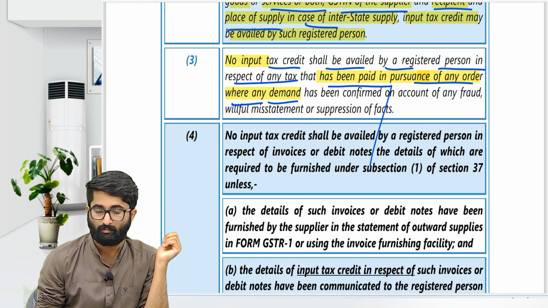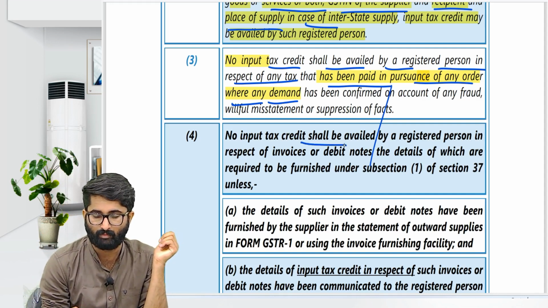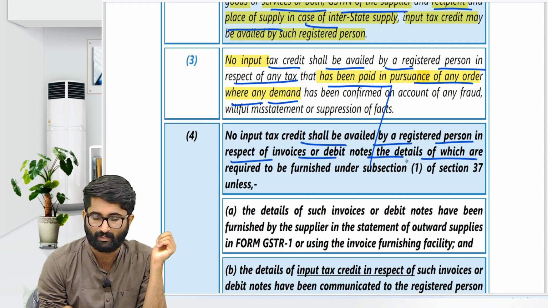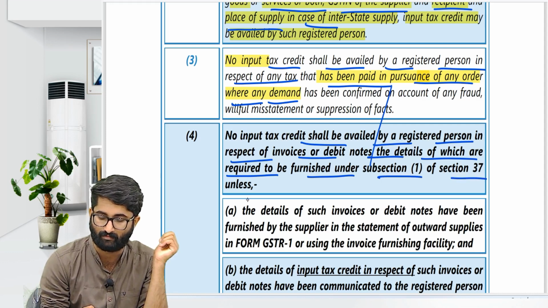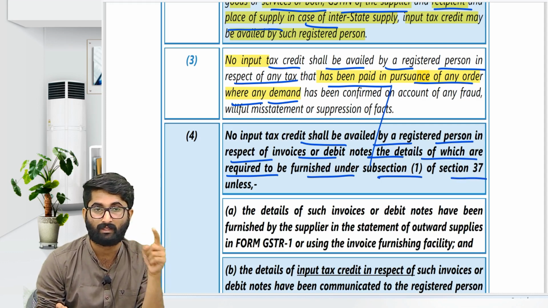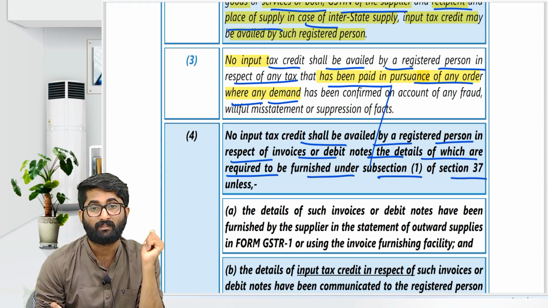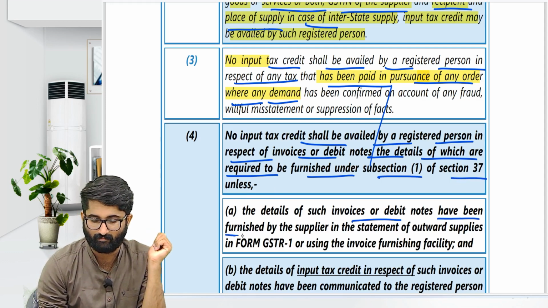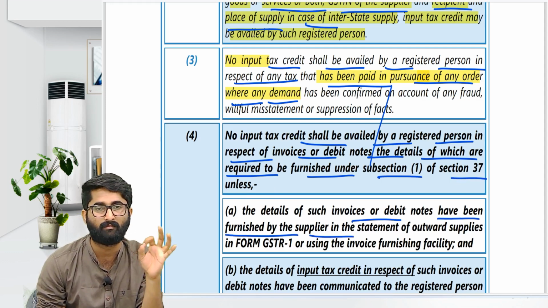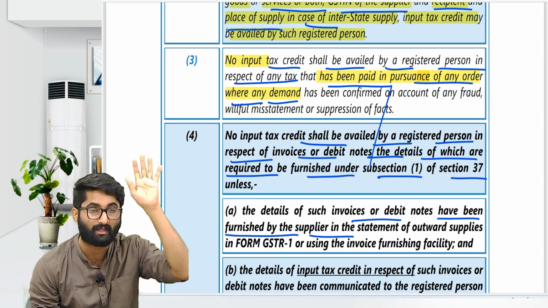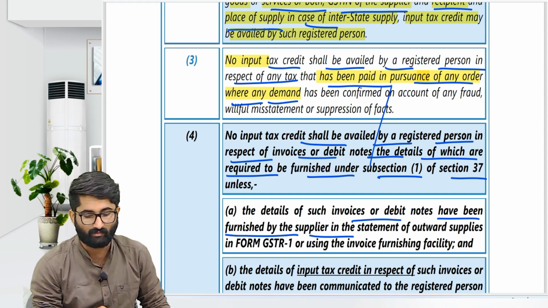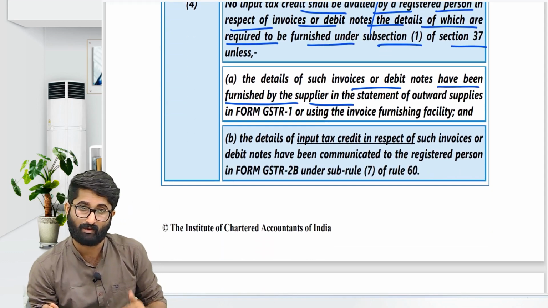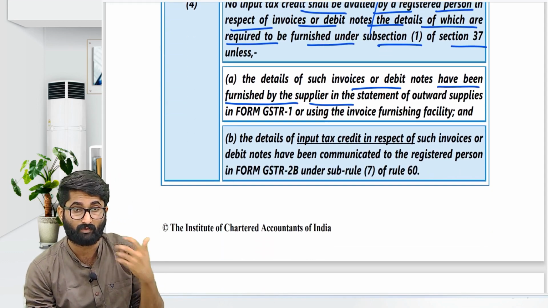Next one, point number 4 says that no input tax credit shall be availed by the registered person in respect of the invoices or debit notes, details of which are required to be furnished under subsection 1 of section number 37, unless the details have been furnished by the supplier. Very simple one. If it is furnished by the supplier in his GSTR1, then only I can take ITC. Otherwise, I am not liable to take, or it is not possible for me to take the ITC.